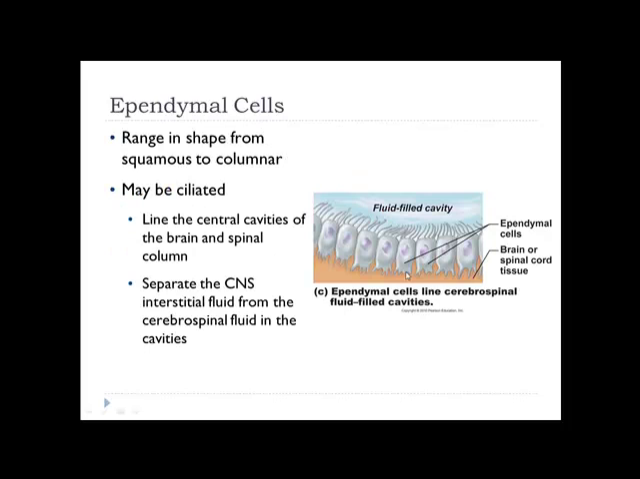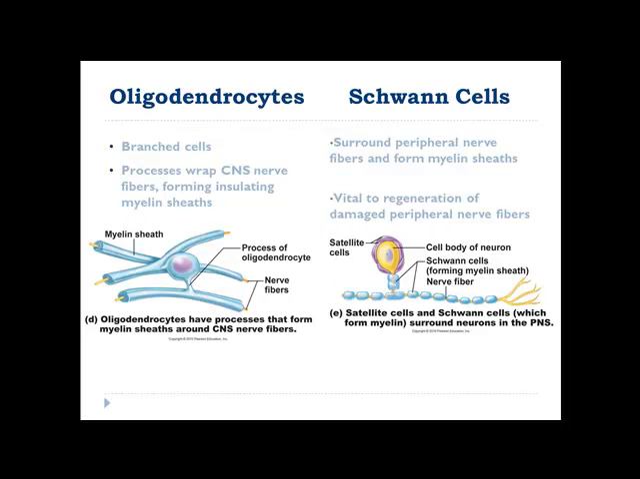Ependymal cells. These cells are going to be anything from flat and squamous to columnar cells, and sometimes they're ciliated. The big thing that they do is line the cavities of the brain and spinal cord. So they are going to separate the cerebrospinal fluid from interstitial fluid.